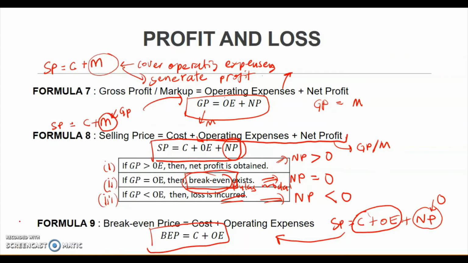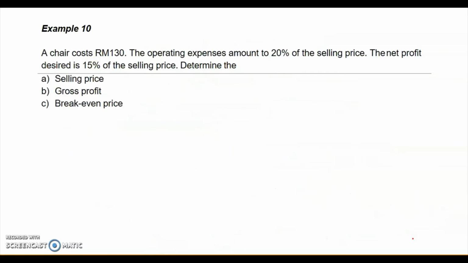Okay, I know there are a lot of formulas here and you might be confused about which formula to use. So let's try this example. A chair costs 130 ringgit. The operating expenses amount to 20% of the selling price. The net profit desired is 15% of the selling price. Determine A, the selling price.